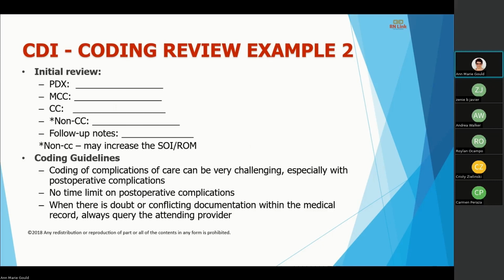So when there is doubt or conflicting documentation within the medical record, you always want to query the attending provider. I firmly believe that. The attending provider, like I said, is captain of the ship, right? Because they're the ones that are going to create that discharge summary at the end of the stay. They're in charge of that patient's care. So you definitely want to query if it is a post-op complication or not. Sometimes a trauma surgeon or a surgeon may be the attending provider, so that is very helpful, because you're going right to the horse's mouth who did the procedure for that patient.